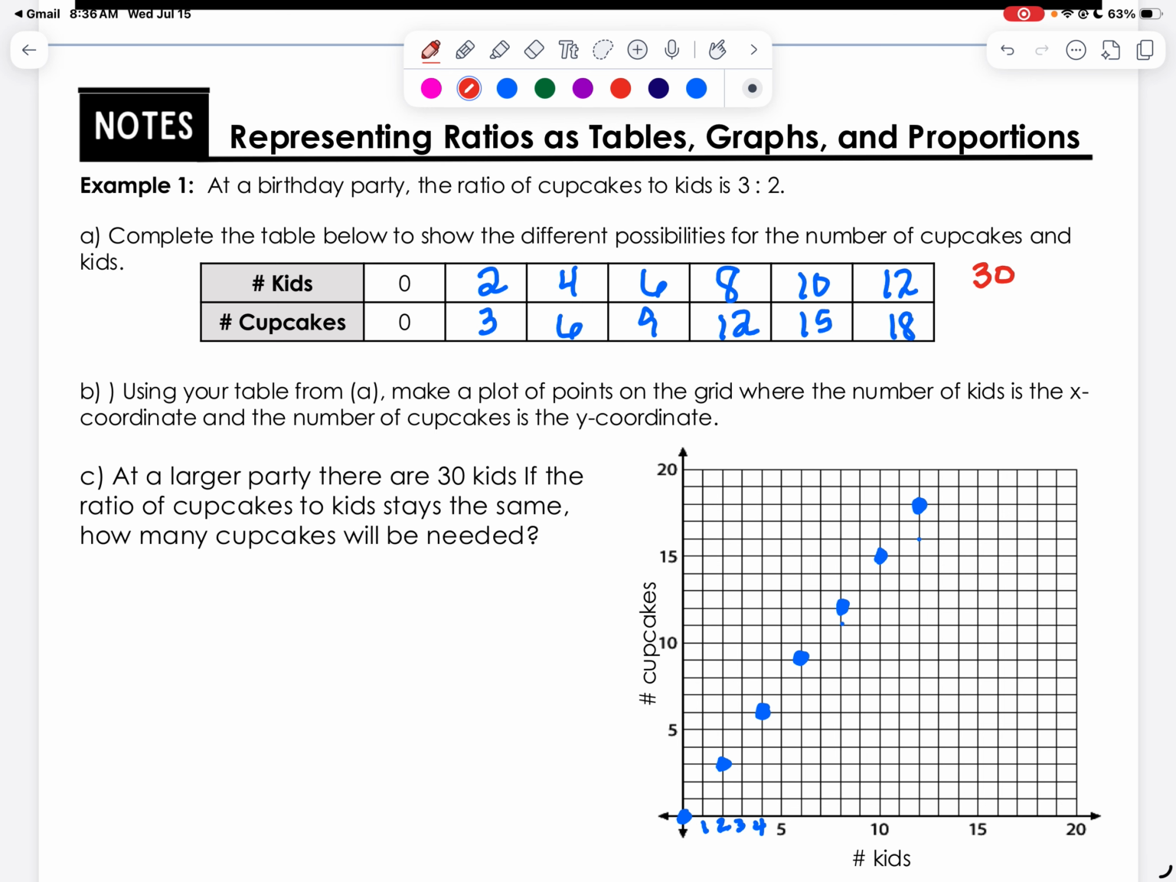And I'm going to pick one of these ratios, 2 to 3, 4 to 6, 6 to 9, 8 to 12, 10 to 15, one of them that's easy to scale to 30. Okay? Now, I'm going to choose the 10 because for me, to get from 10 to 30, it's easy for me to see that I'd have to multiply by 3. So if I multiply the 10 by 3, I'll have to do the same thing to the 15. And that would get me to 45. So there would have to be 45 cupcakes needed.